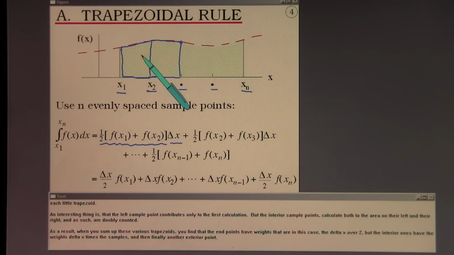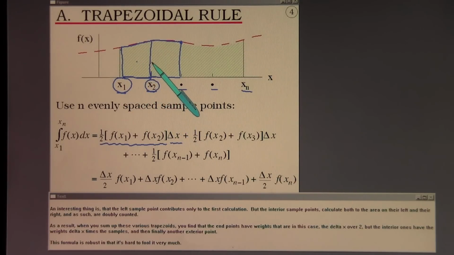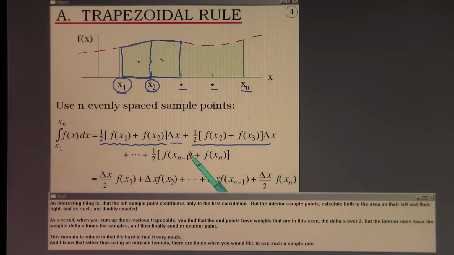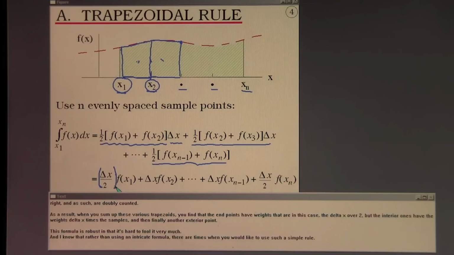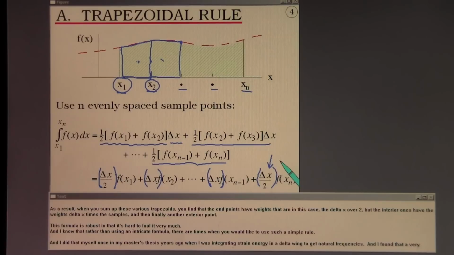An interesting thing is that the left sample point contributes only to the first calculation, but the interior sample points contribute both to the area on their left and their right, and as such are doubly counted. As a result, when you sum up these various trapezoids, you find that the end points have weights that are, in this case, delta x over 2, but the interior ones have the weights delta x times the samples, and then finally another exterior point.